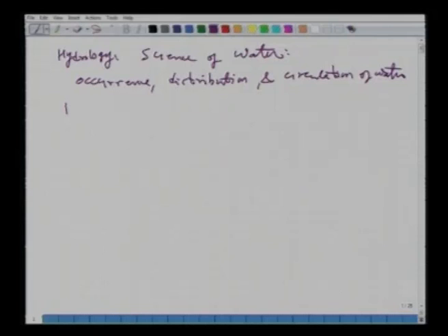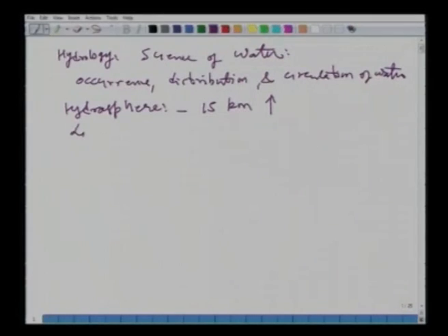And when we talk of its circulation, it is in the hydrosphere, in the atmosphere, that is about 15 kilometers above the earth. All right. So, as practical hydrologists, we are interested in the movement of water about 15 kilometers from the ground into the atmosphere. Into the ground, we are focused more on the lithosphere, which is about 1 kilometer below the ground. Okay.